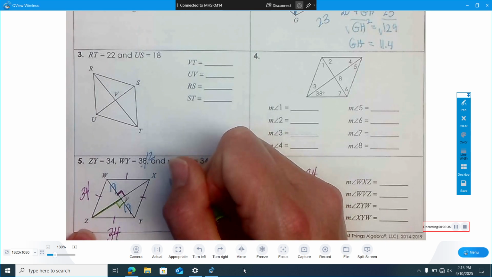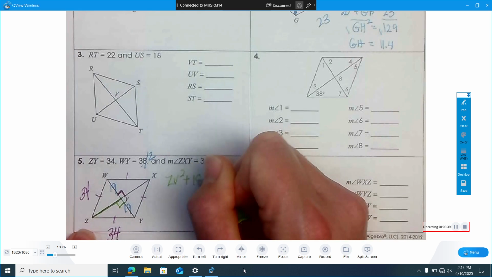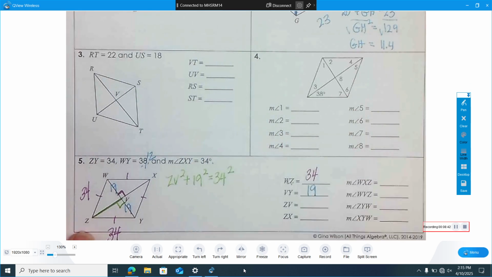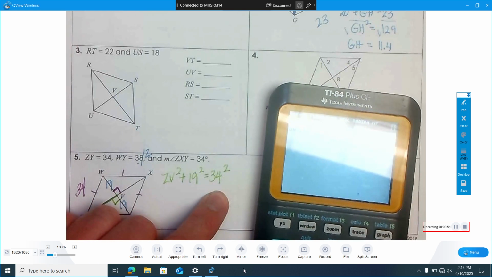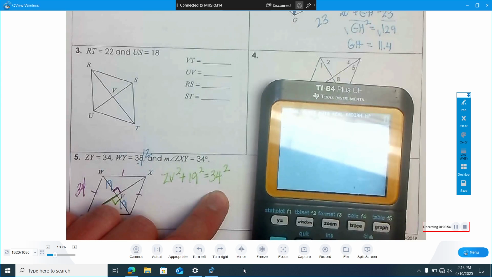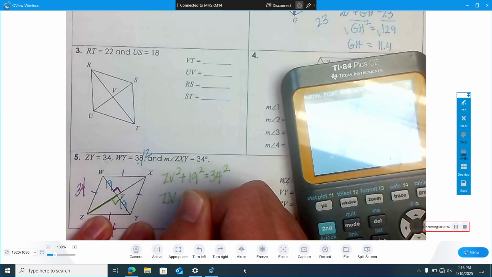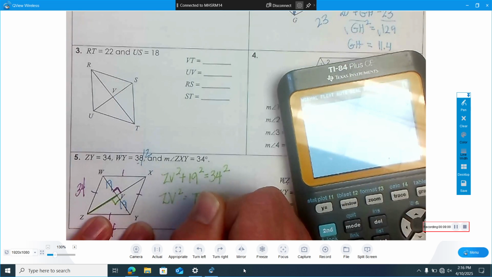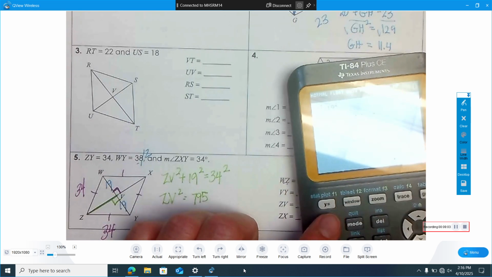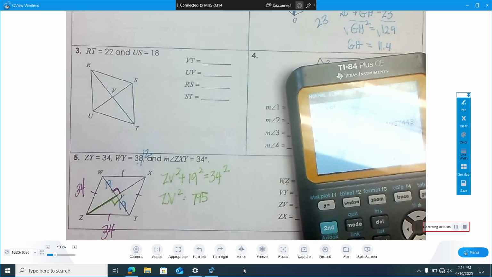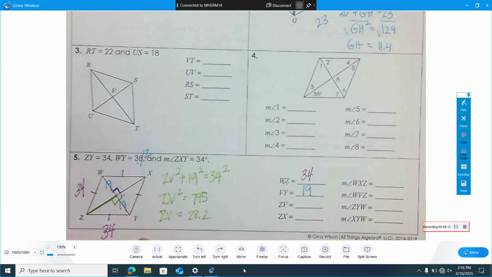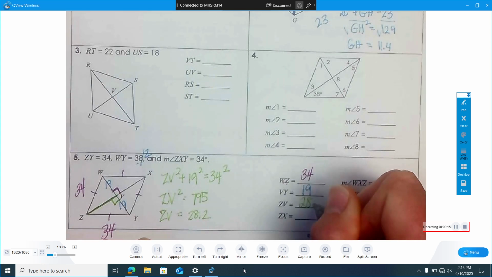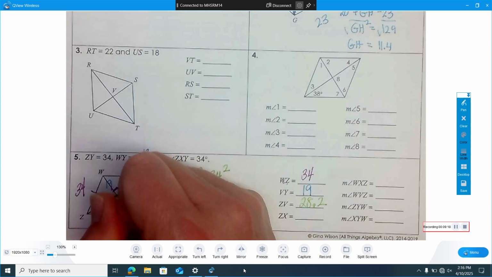That is what you're going to do. I'm going to write ZV squared plus 19 squared equals 34 squared. Leg squared plus leg squared equals hypotenuse squared. Again, we are going to subtract that 19 squared. So 34 squared minus 19 squared is 795. And then we're going to square root. And so ZV turns out to be 28.2. Okay, so ZV is 28.2. I'm going to write that in, 28.2.